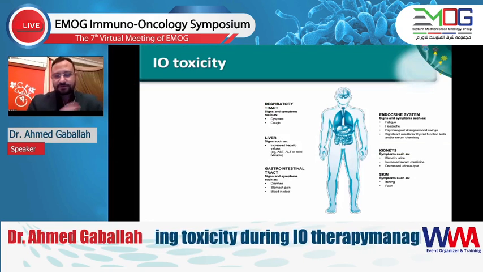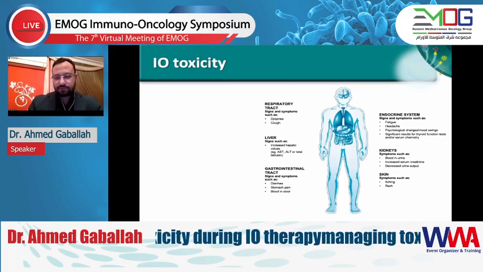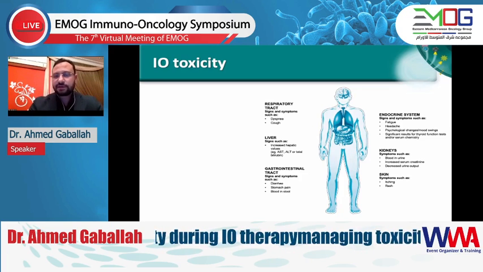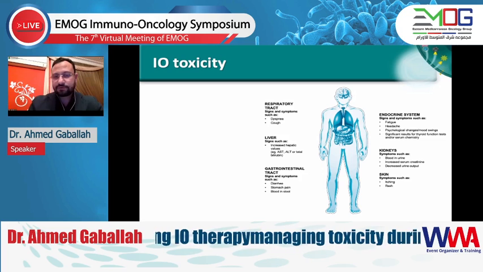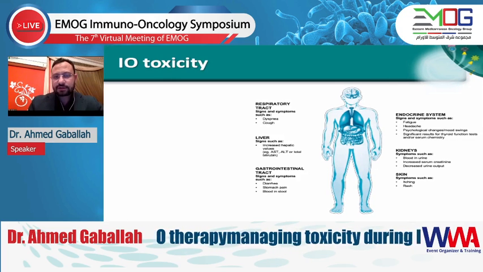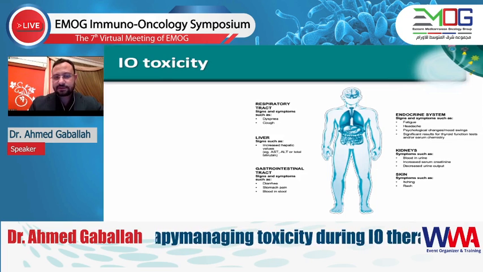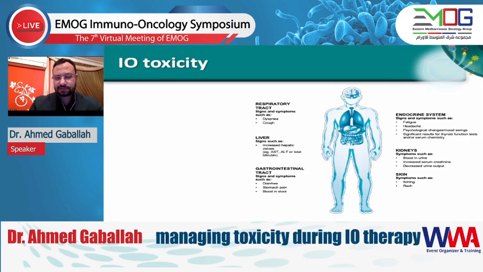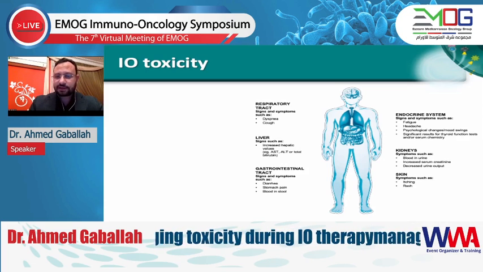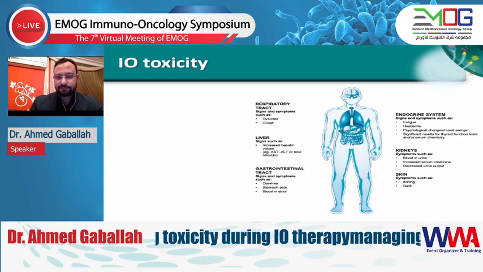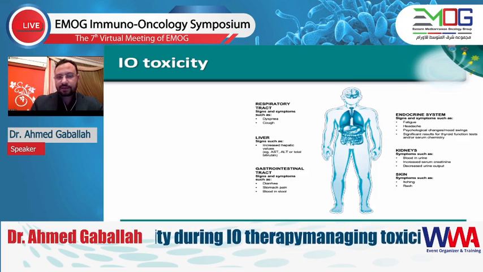Actually, I start with this picture. We can say that immunotherapy can affect any part of our body with toxicity. It can affect the respiratory tract, the endocrine system, the kidney, the skin, the liver, the gastrointestinal tract. We can say that everything with itis can happen during the IO toxicity. The most common to occur is the skin and GI, definitely.